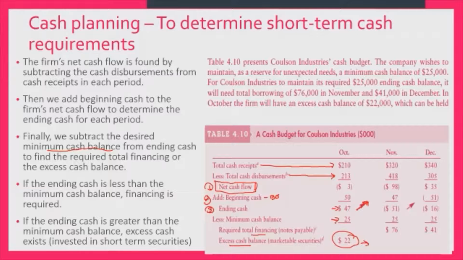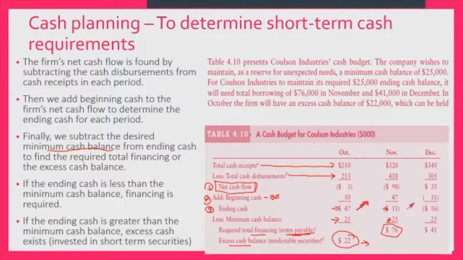So let's look at it for November. November gave us a net cash flow. After we deduct expenses from receipts, we get a net cash flow of 98. Our beginning cash at the beginning of November was 47. However, 98 from 47 gives us negative 51. And the requirement is 25,000. So even though this is negative, we still require to have 25,000, plus we need 51,000. So we really need 76,000 in our bank account, right?